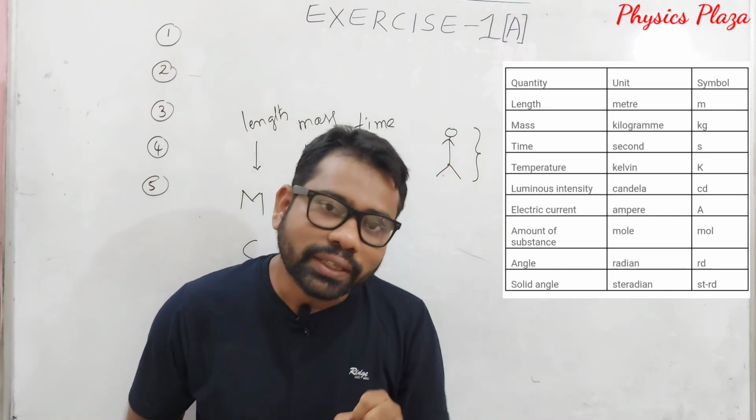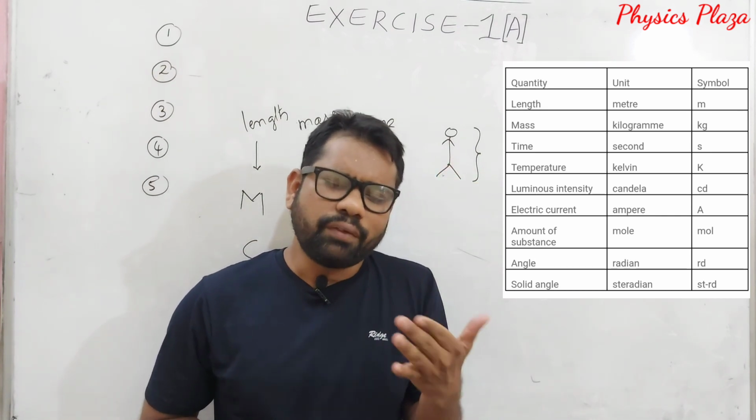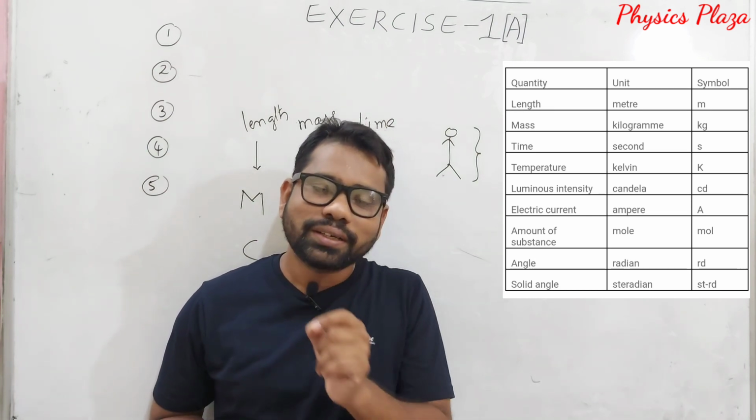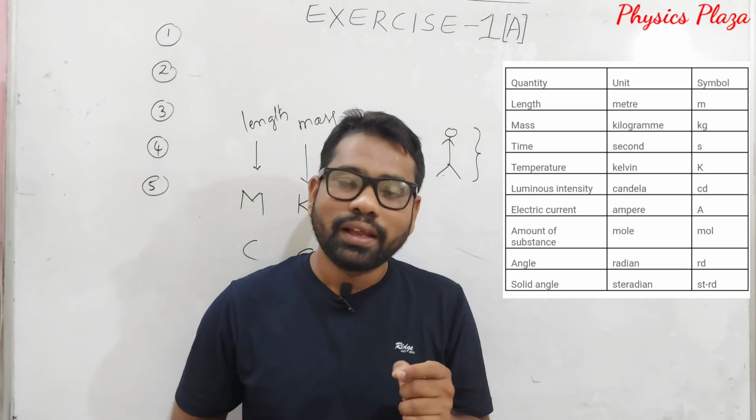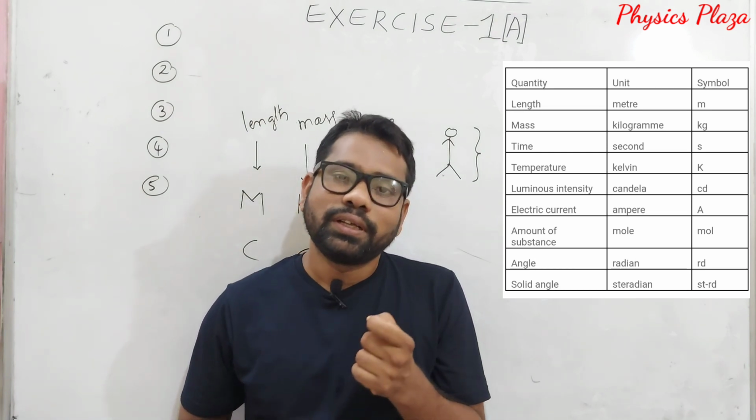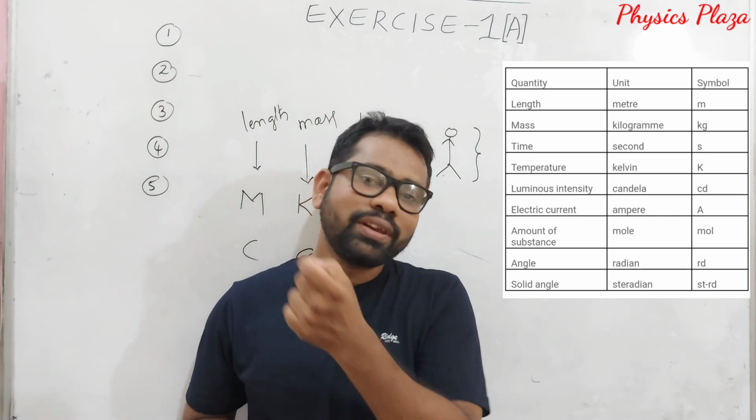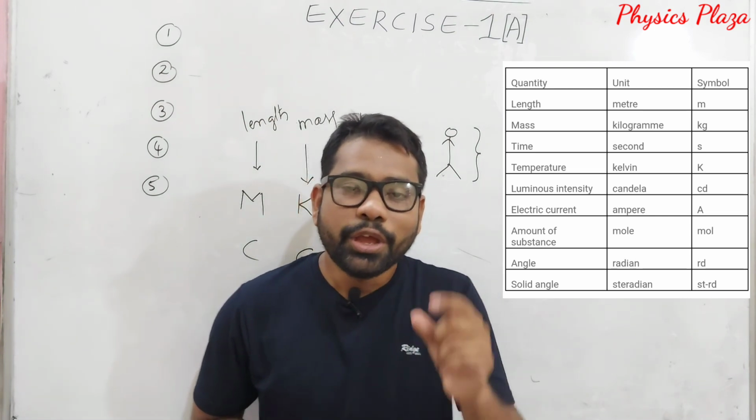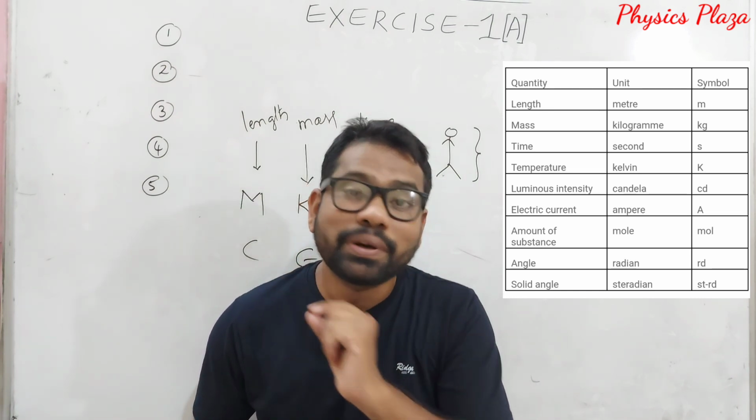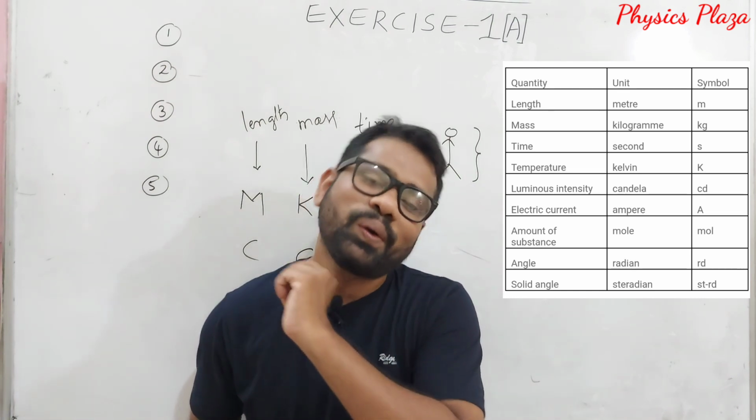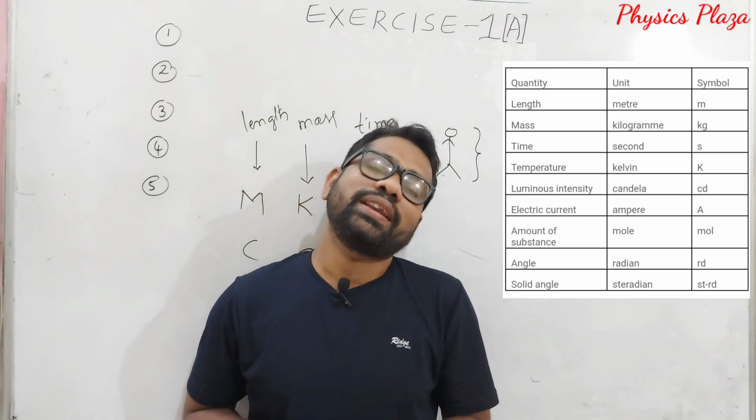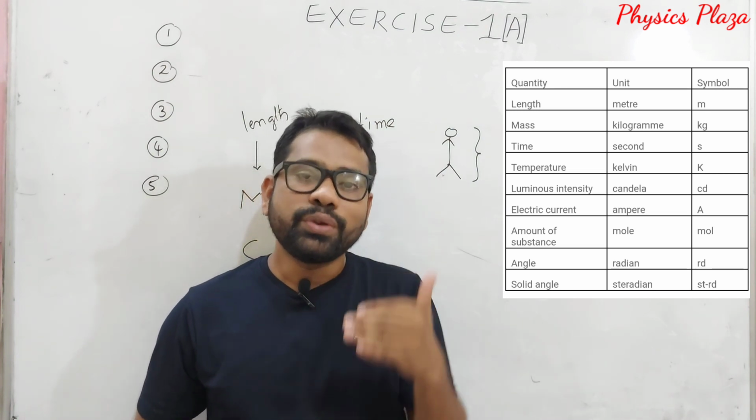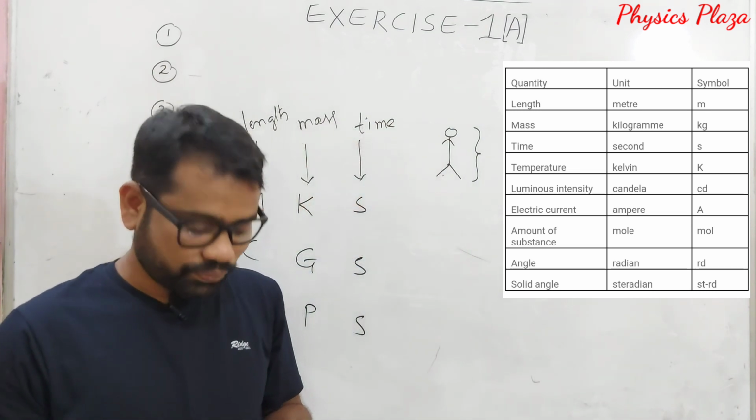So what are the units in the SI system? Mass is kg, length is meter, time is second, electric current is ampere, thermodynamic temperature is Kelvin, amount of matter is mole. Children, you must be very careful: the unit is mole, but the symbol is mol only. And the last one, intensity of light, is candela. So these are the 7 fundamental quantities and their units. You can see them on the screen also.